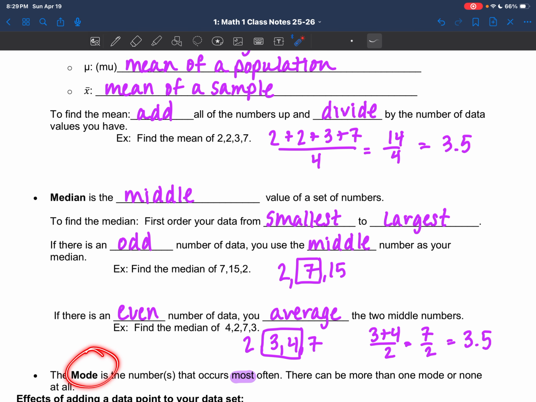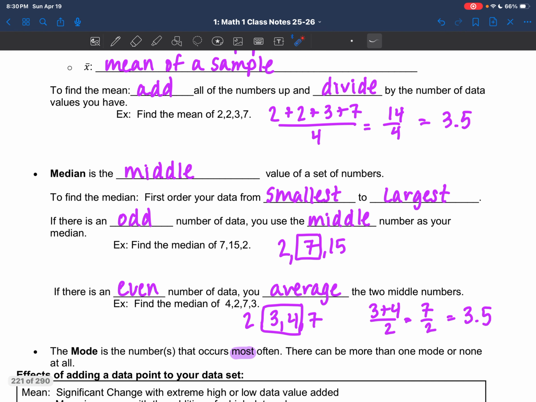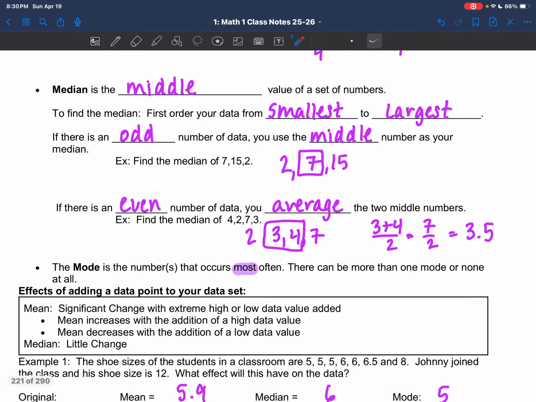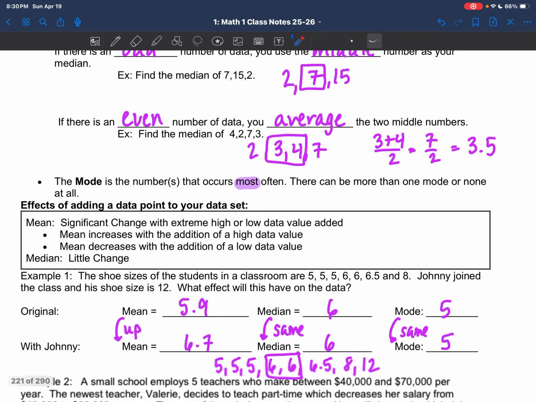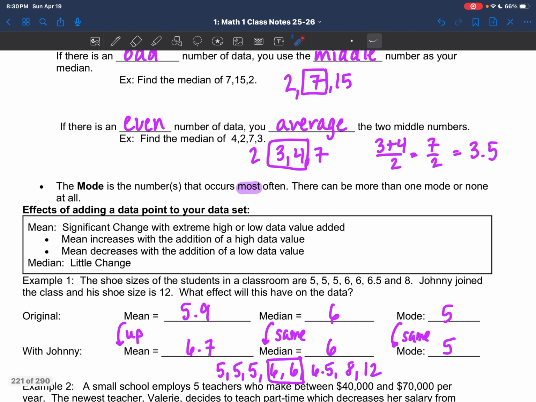The mode is the number that occurs most often. You can have more than one mode or sometimes no mode at all. And in this case, with our sets of data, we don't have any modes because we don't have a number occurring more than once. Now, what's important to know is some effects of adding a data point.